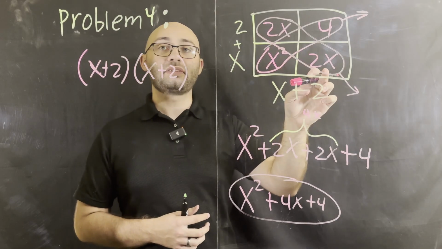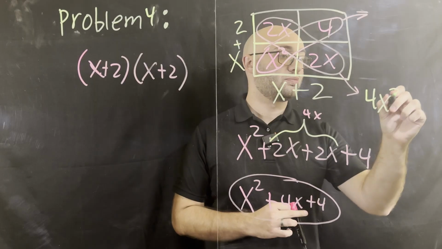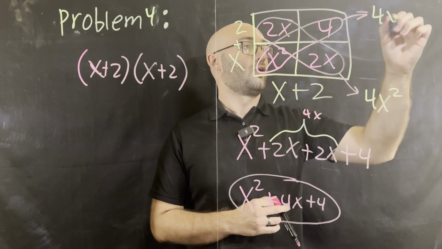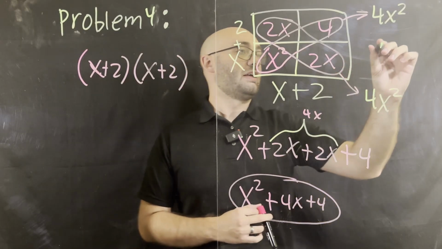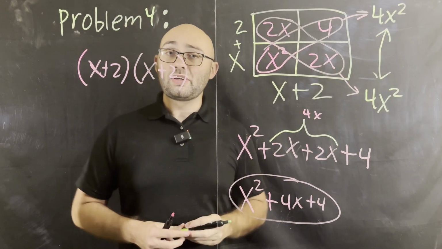2x times 2x is, here I'm going to write it in green, 4x squared. Okay, x squared times 4 is 4x squared. Huh, that's a little strange, isn't it? They're the exact same. And that's a way you can check your answers.